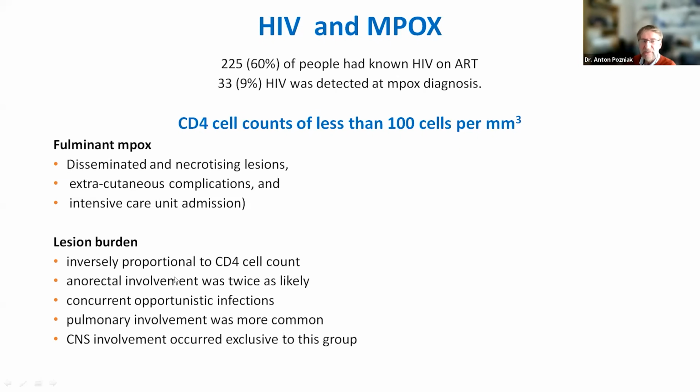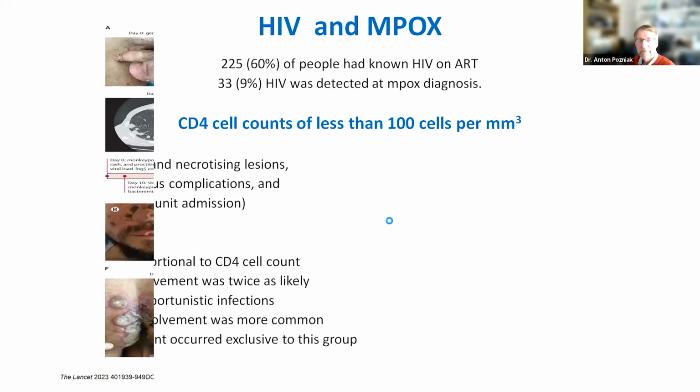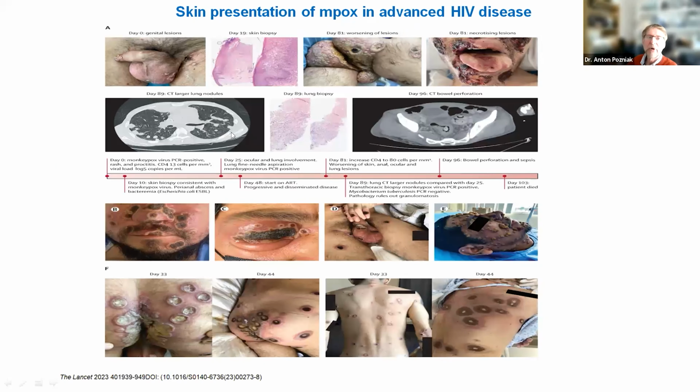Anorectal involvement is twice as likely. They have concurrent opportunistic infections. So not only do they come in with monkeypox and a low CD4, they can come in with other opportunistic infections. And now monkeypox is defined as an opportunistic infection in HIV along with all the others. Pulmonary involvement is more common, and CNS involvement. Almost every case of CNS involvement in monkeypox, almost all of them, have been in patients with HIV with low CD4s. And here are some other pictures of pulmonary involvement, of involvement elsewhere, of large disseminated necrotic ulcers.